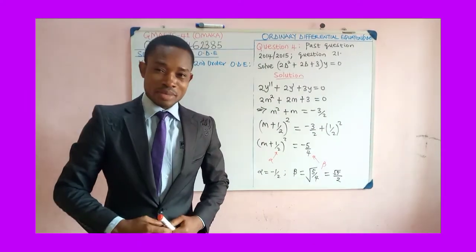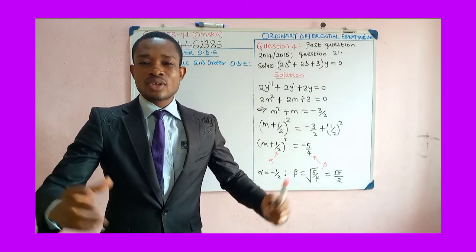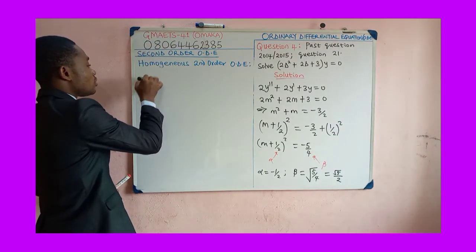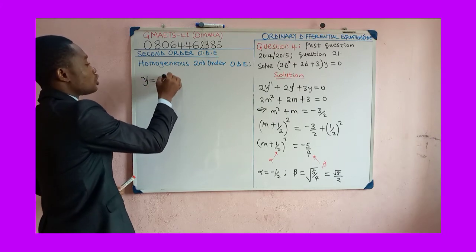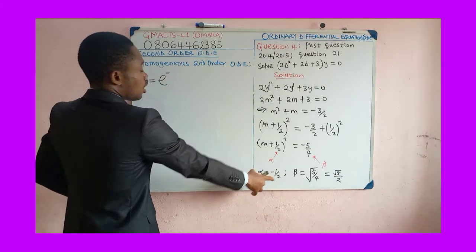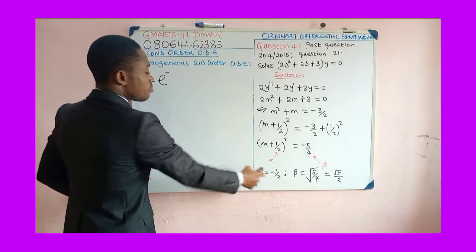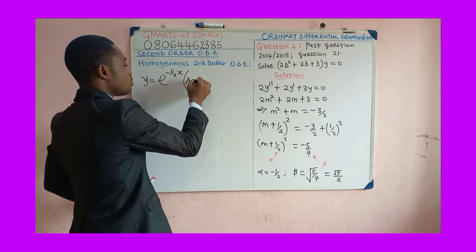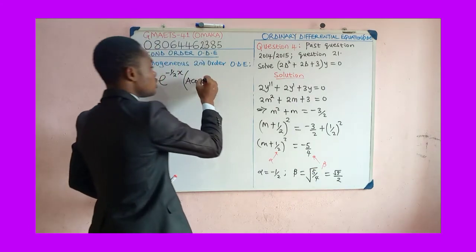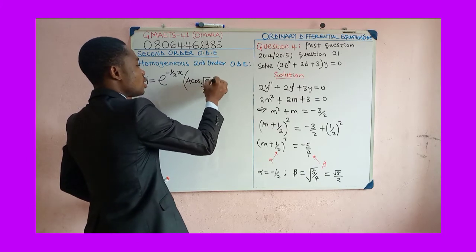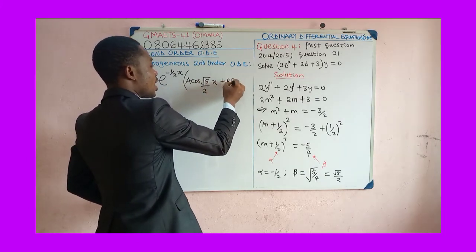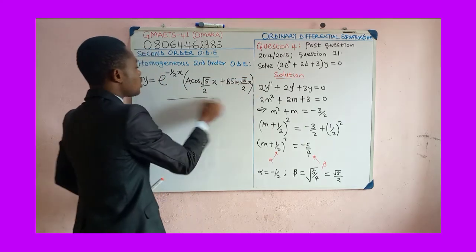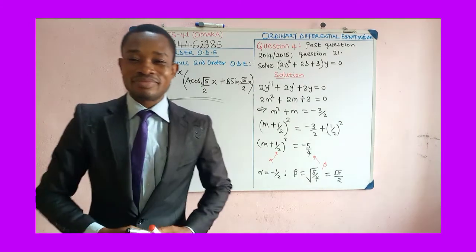This is incredible, right? It will help you to get your result as fast as can be. Let's conclude. The result of this is now y equal to exponential alpha x, and alpha is minus half, so exponential minus half x, open bracket, a cos beta x, and our beta is root 5 over 2 times x, plus b sine root 5 over 2 x. And of course, this is the solution to this problem.